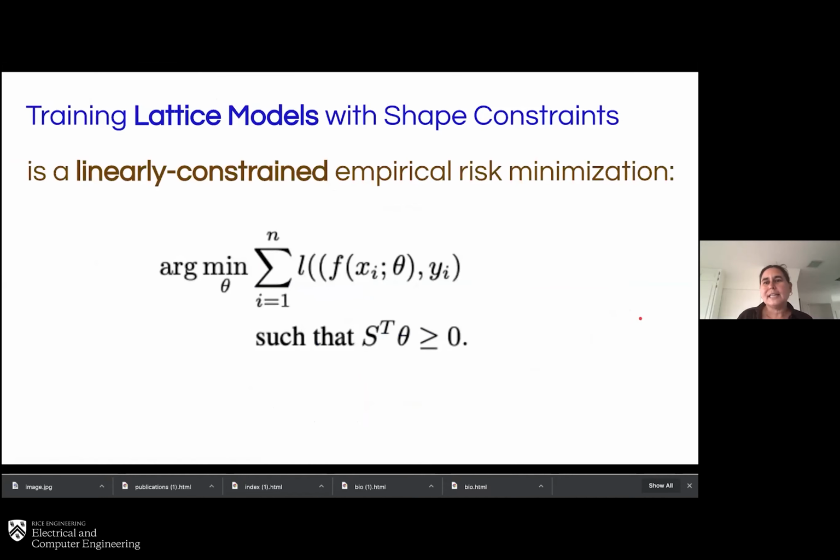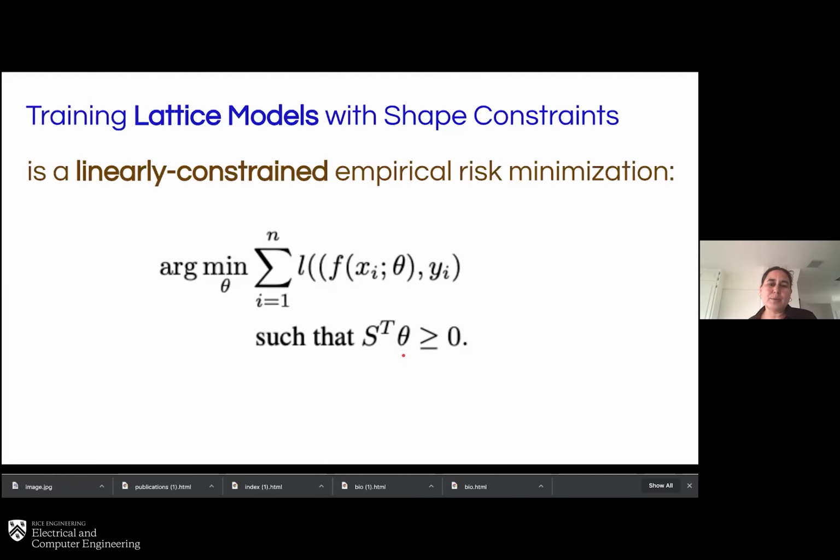Okay, so that's kind of at a high level. Yes, you can do the code-wise, what's really happening underneath. Well, the nice thing about these lattice models is that all of these shape constraints that we're talking about, we can impose with linear constraints.